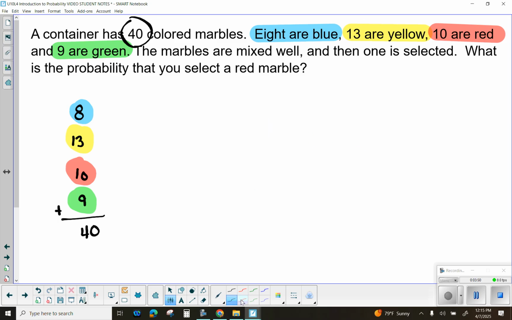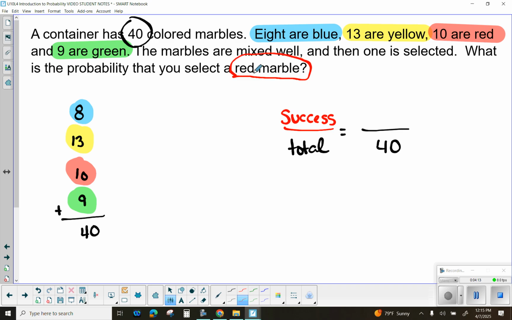So what this means is, let's remember, success over the total. Okay, so we know that we have 40 marbles. That's what we're working with. Now let's read the problem and figure out what we would consider a win or a success. Okay, here it says, what's the probability that you get a red marble? So we're considering red a win, okay? So this would be the probability of getting red, right? That's how we could write that. What's the probability of getting a red?